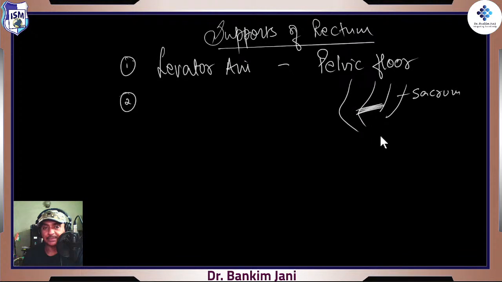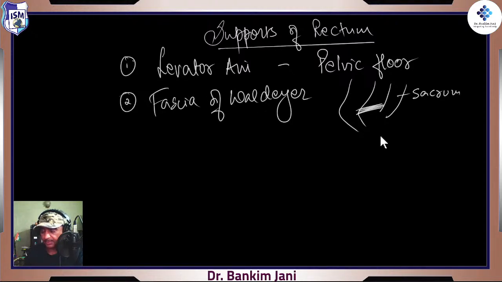That's what is called the fascia of Waldeyer, right? It is nothing but a condensed fascia between the rectal ampulla and the sacrum. So if it is a condensed fascia, yes, it would try to keep it pulled, right?